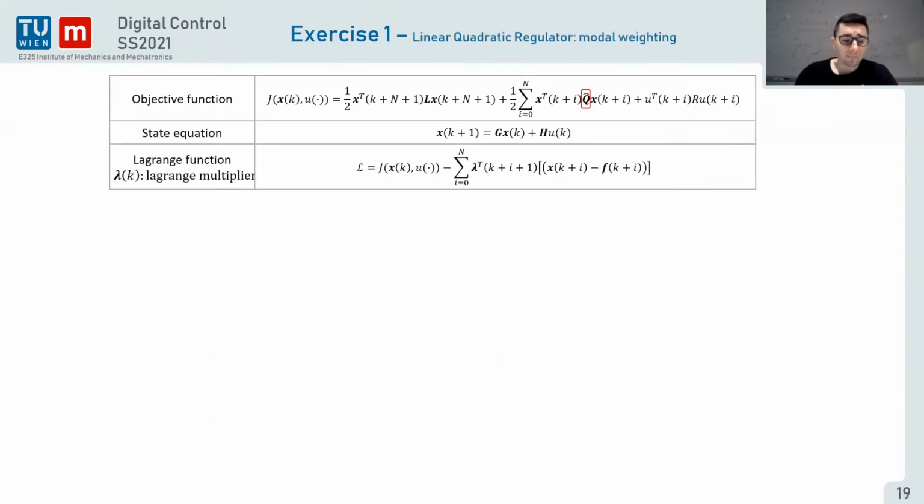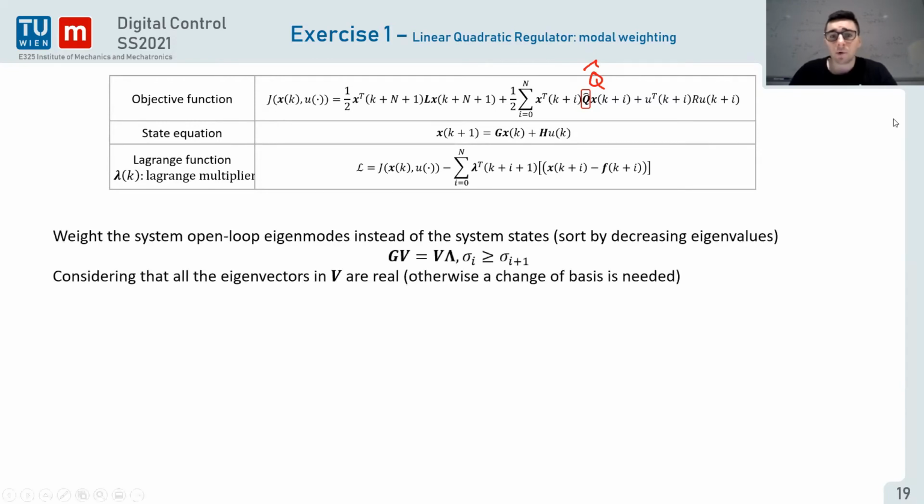To do that, the only thing that's changing here, everything else is the same, is this Q matrix. Now I call it Q hat. So Q hat, instead of weighting the states, is weighting the eigenmodes. And to weight the eigenmodes, we first have to find the eigen decomposition of the J matrix. Okay, so J has some eigenvectors and eigenvalues, n of them.